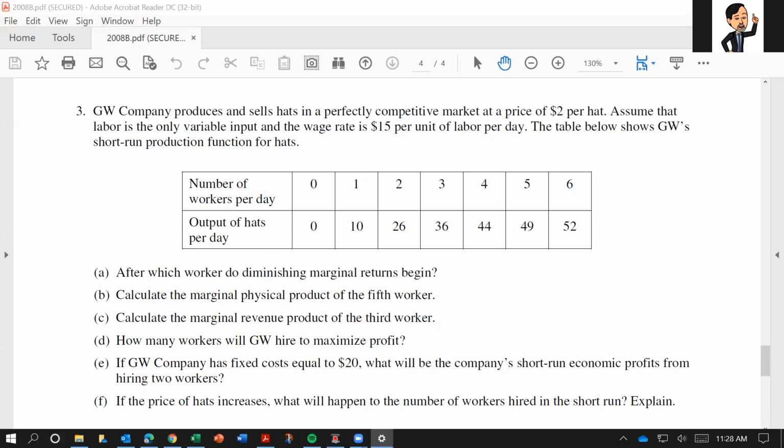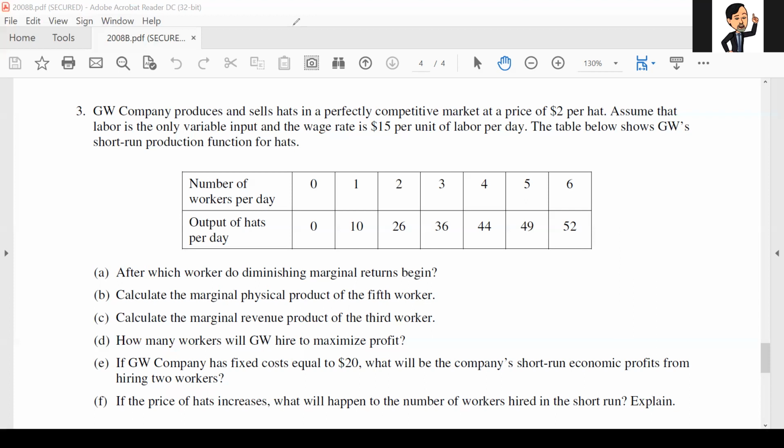generally speaking, you are going to likely need a second column of some description whenever you see a labor market question. I can see I don't have a camera on, but that's okay. Now, after which worker do diminishing marginal returns begin? That's a great question. And how are we going to find out? We are going to find out by actually going and finding the marginal changes for each of these workers. Let's do it. Let's find it.